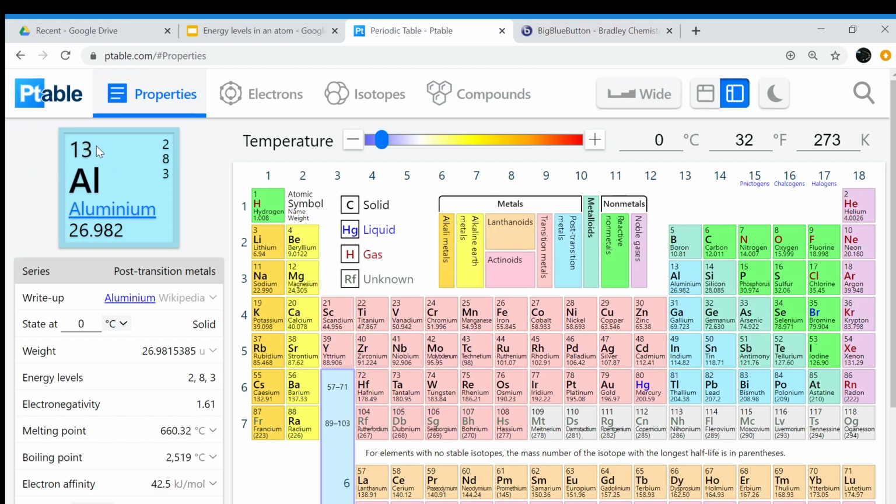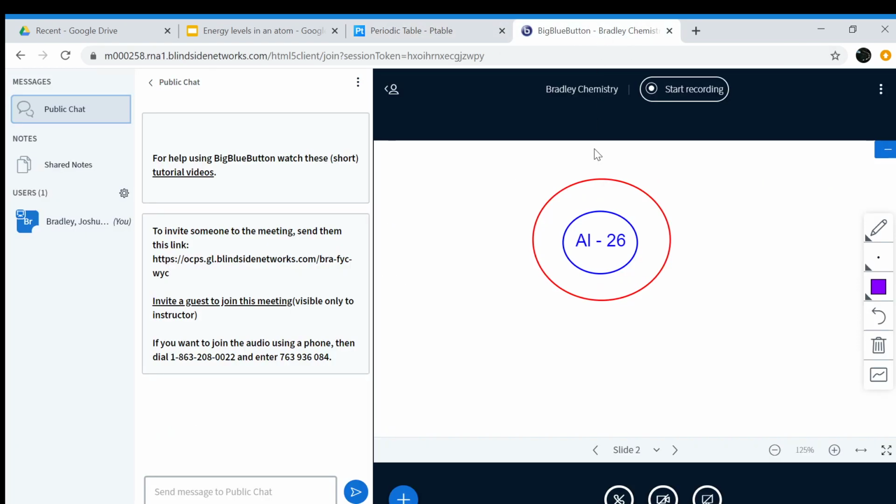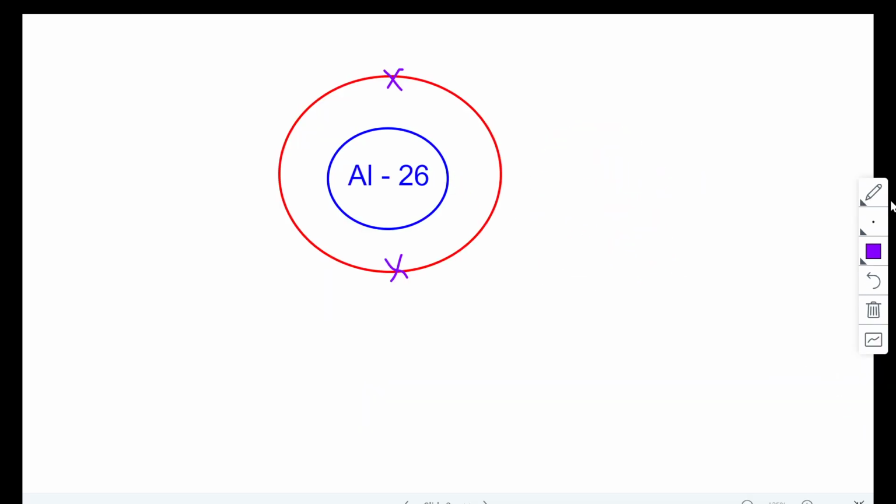But as we said before, it has 13 electrons. So we're going to draw 13 electrons. We're going to start with 1, then 2. And then this is it. Our outer level here is full. So we're going to have to draw another energy level.